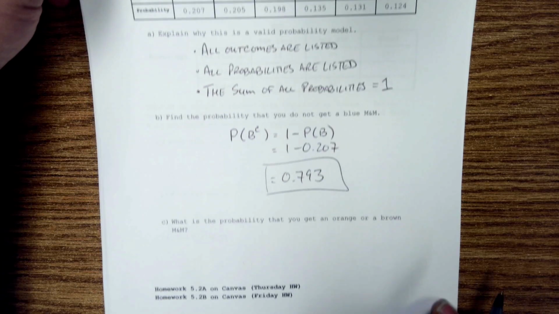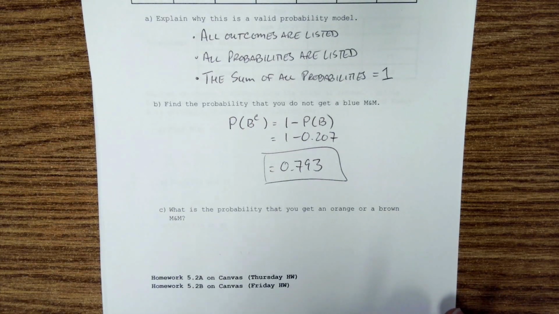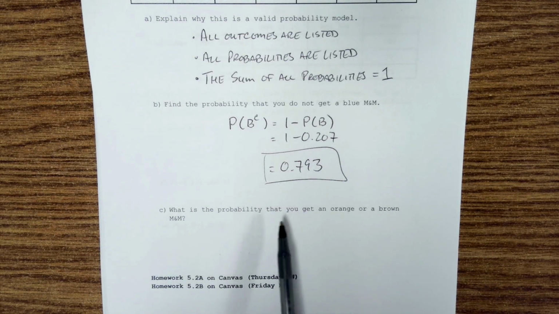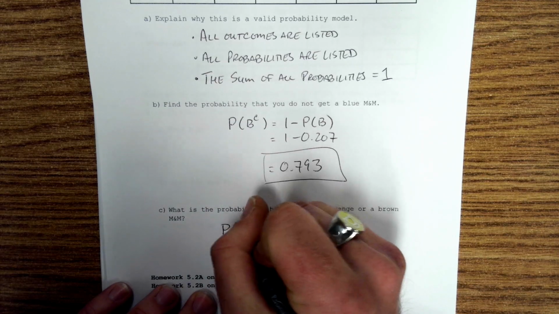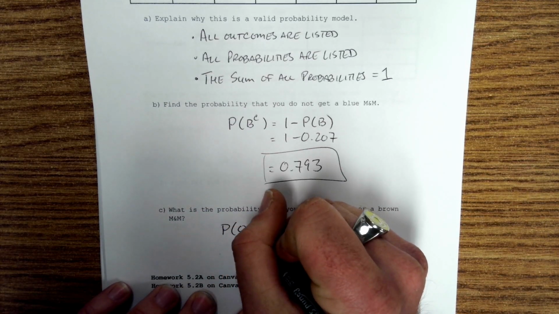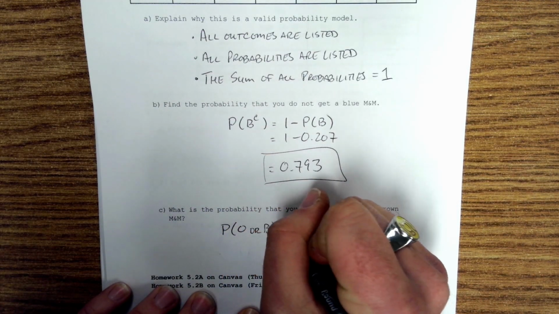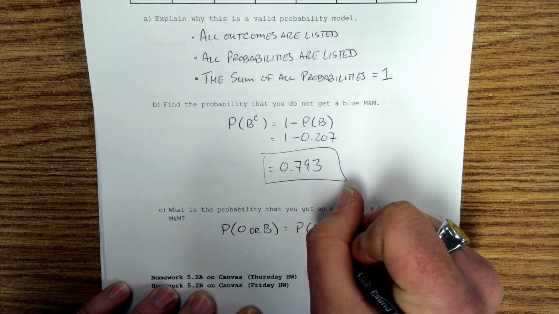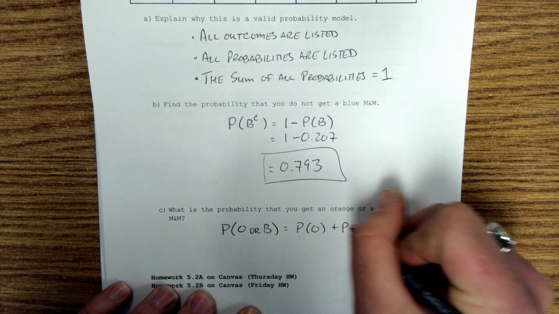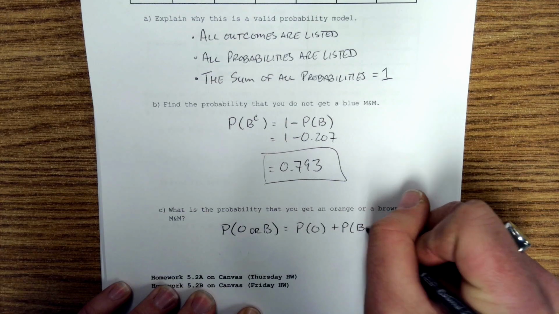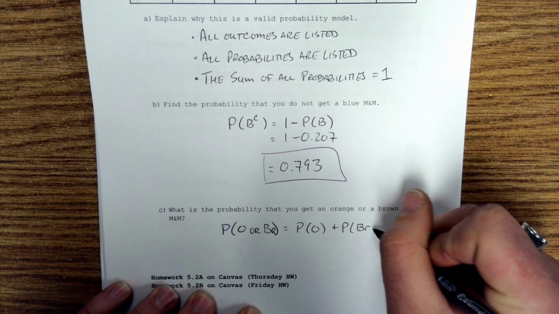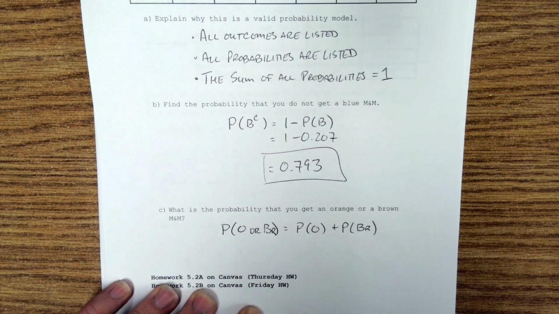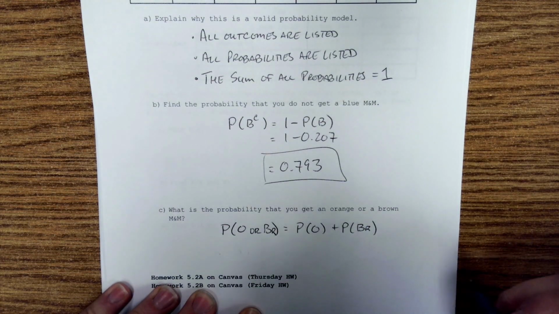Now we can do a mutually exclusive. Something can't be both orange and green at the same time. So what's the probability that you get an orange or a brown? So the probability that you get an orange M&M or a brown M&M, again, is the probability of getting an orange plus the probability of getting a brown. Let's go BR for brown, since we already used B for blue.